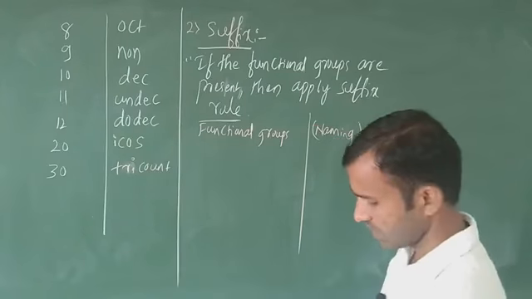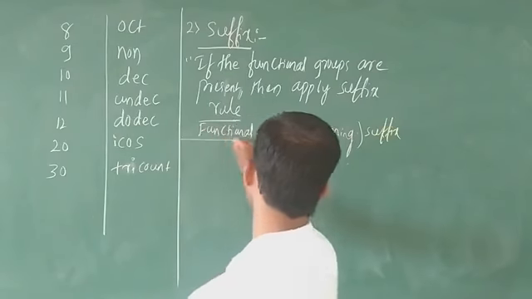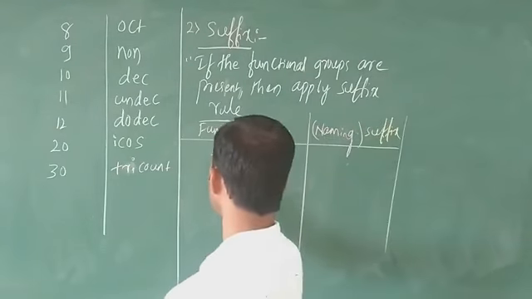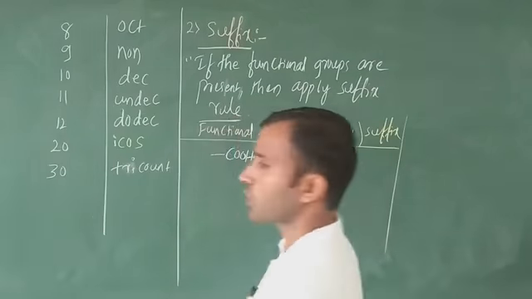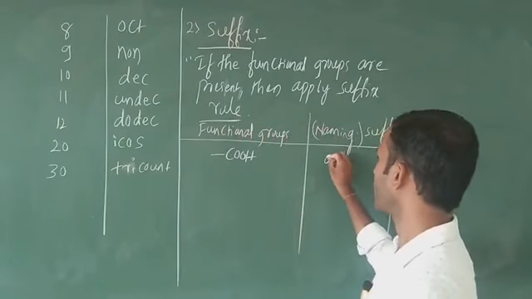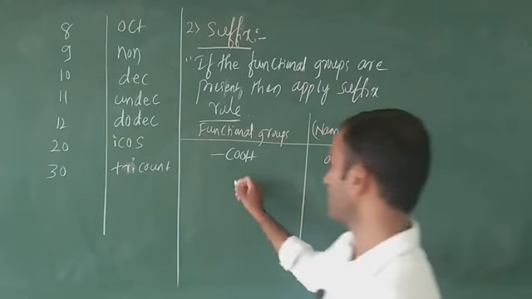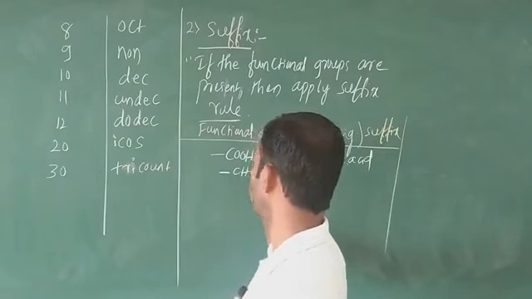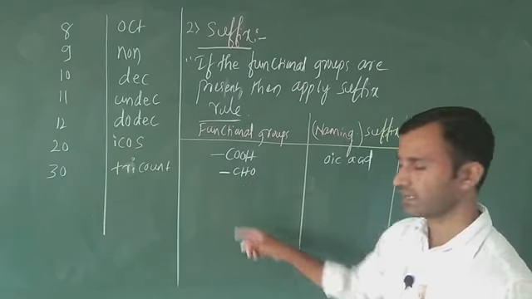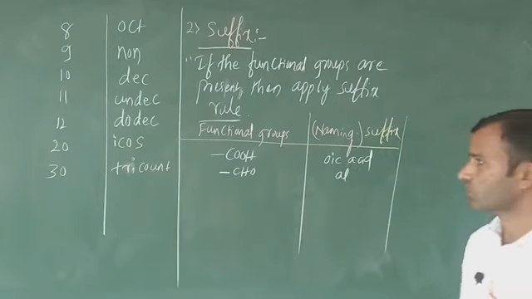What is the suffix? I am going to consider the most important functional group first, that is COOH, carboxylic acid. Carboxylic acid is called oic acid. Next after that, CHO. I told this point in functional groups, no? CHO we call aldehyde. The aldehyde is represented by AL.